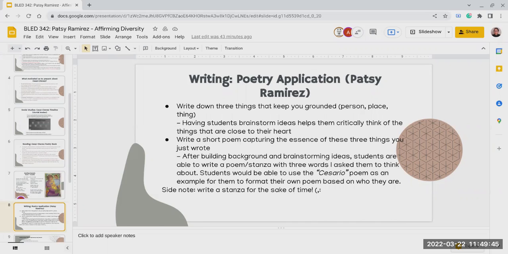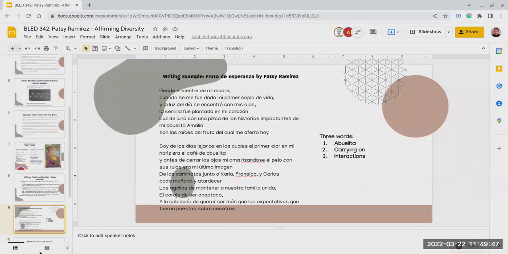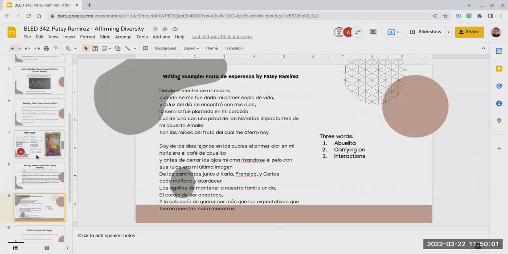The following slide is an example of what they would need to do, and it should have a title and the 3 grounded words that they chose at the beginning of this lesson.